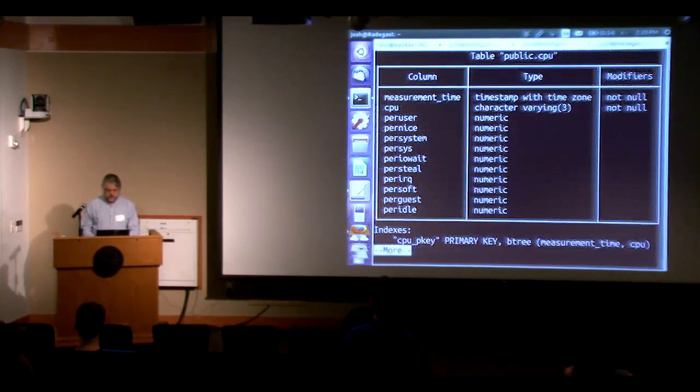So we're going to look at this CPU table here, where we're going to look at I/O waits over the CPU table. So this is CPU data that we took from a busy period on a particular database server. Let's see what those look like.